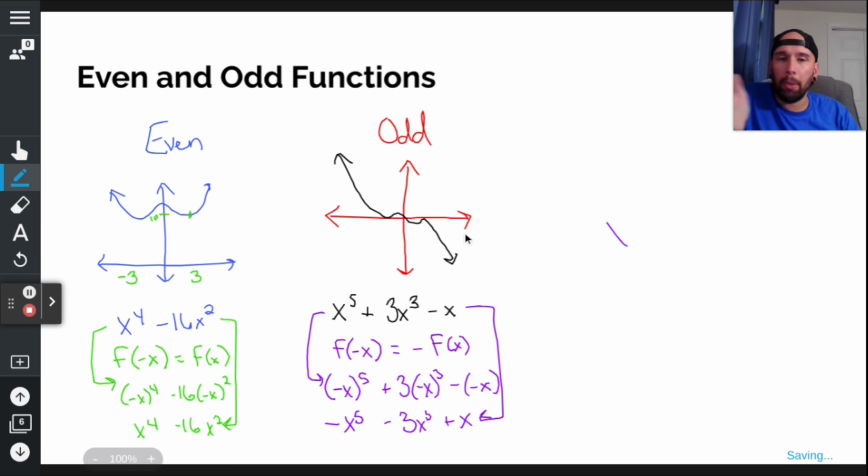So what's an even look like? Well, I'm sorry, what's a neither look like? Yeah, just something like that. Or if I were to graph that, there's no folding it over and there's no spinning it upside down.